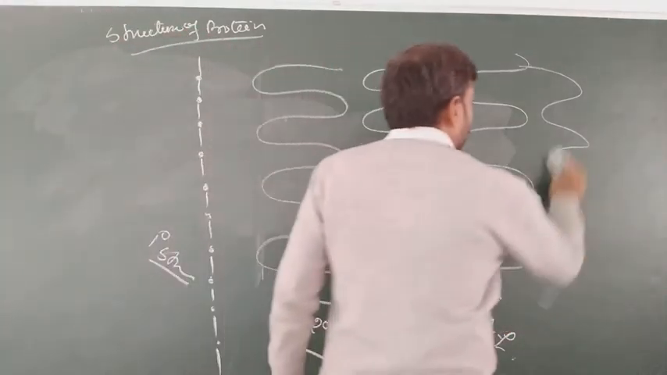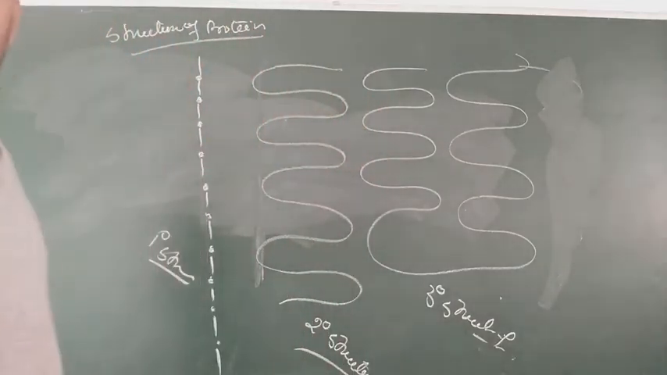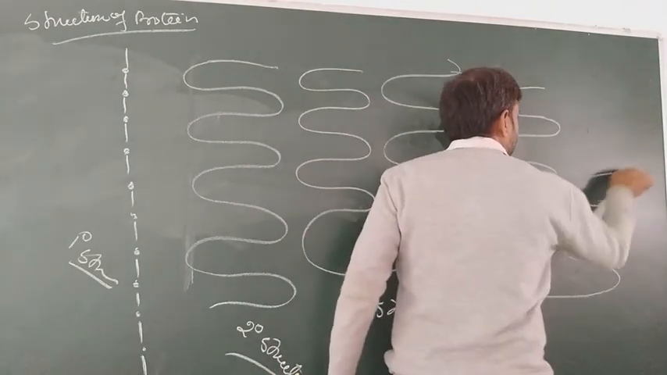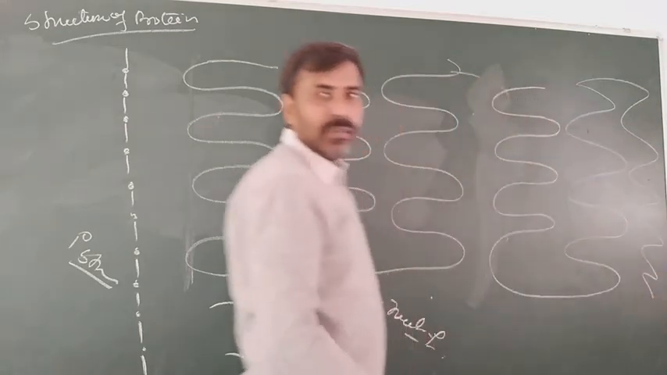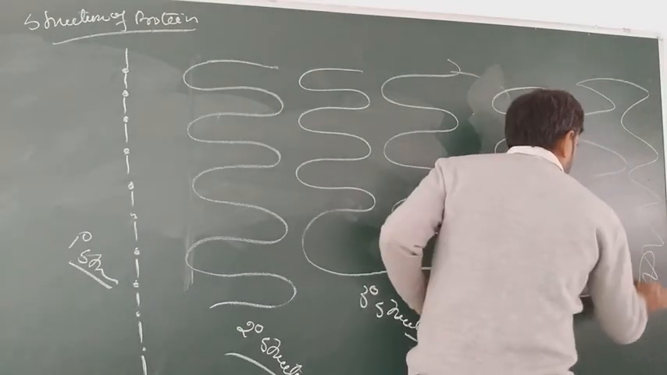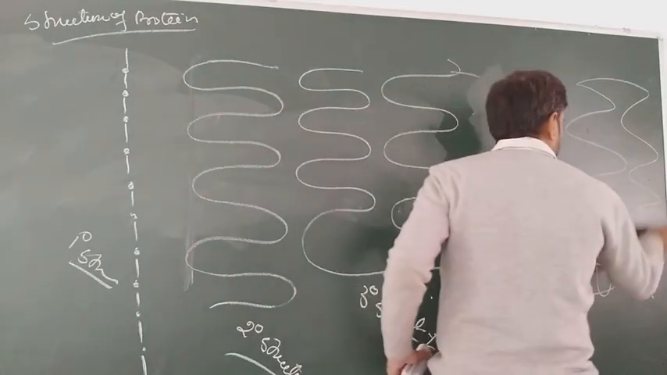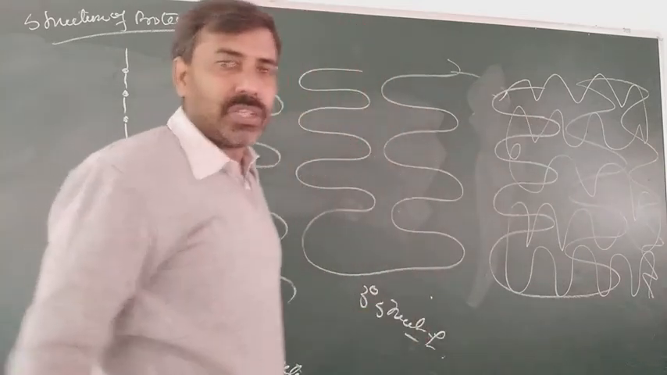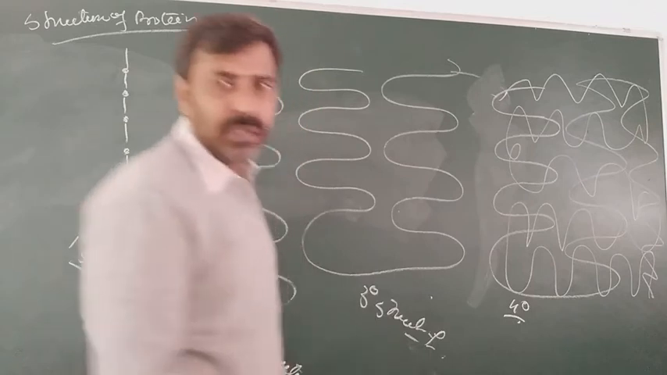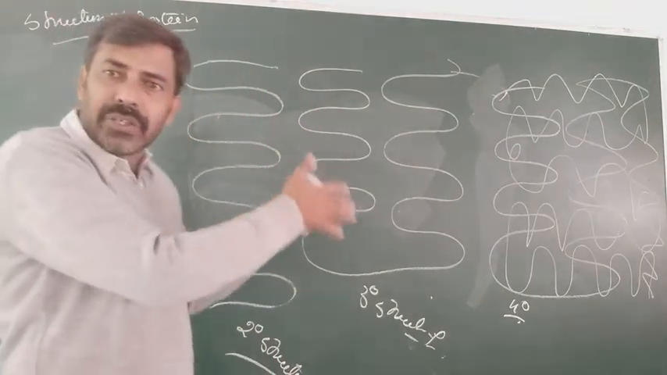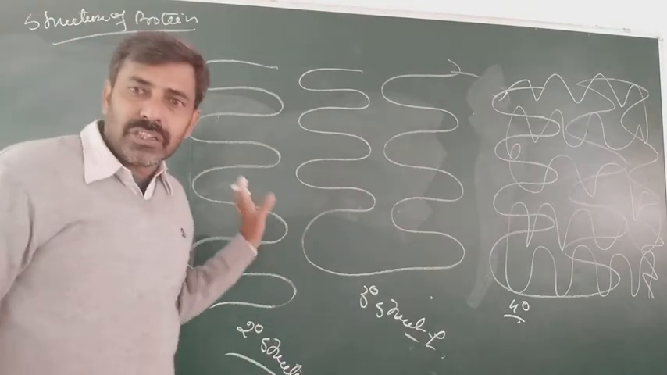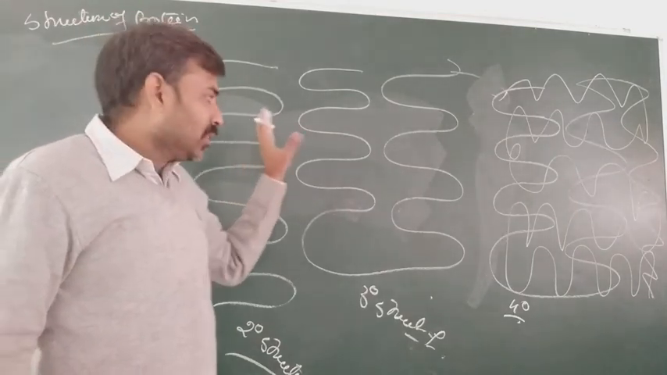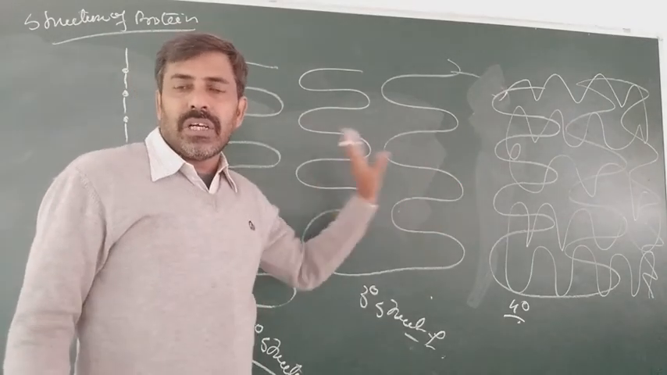Now the final one, that is the quaternary structure of the protein. This was the primary, secondary and tertiary, and now we are trying the quaternary. And this structure is called the quaternary structure of the protein. So primary, secondary, tertiary and quaternary. The linear sequence of the amino acid is called the primary structure of protein. The primary folding is called secondary structure, secondary folding is called tertiary structure and tertiary folding is called the quaternary structure.